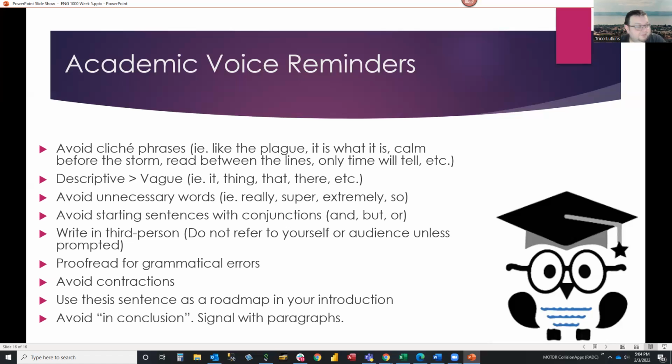And then use your thesis sentence as a roadmap in your introduction. Usually before you even write an essay or any kind of paper, you want to know what your thesis is. What's your topic? Why are you writing this? All that kind of stuff. And at the end, when you're at your final paragraph and you're summarizing everything and wrapping everything up, usually you want to avoid "in conclusion." It seems weird because it's the last paragraph of the essay, so they know it's your conclusion, so you don't have to tell them.